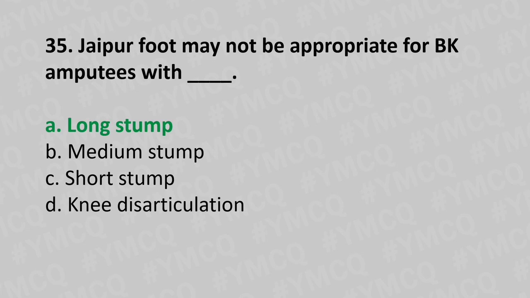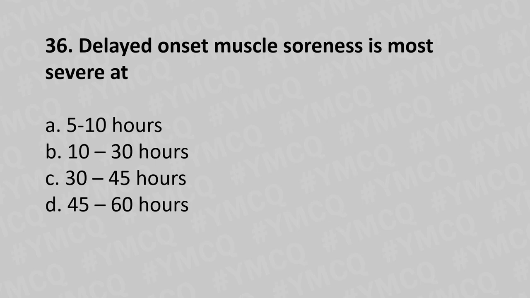Delayed onset of muscle soreness is most severe at option A, 5 to 10 hours. Option B, 10 to 30 hours. Option C, 30 to 45 hours. Option D, 45 to 60 hours. And the answer is option B, 10 to 30 hours. Moving to our 37th question.